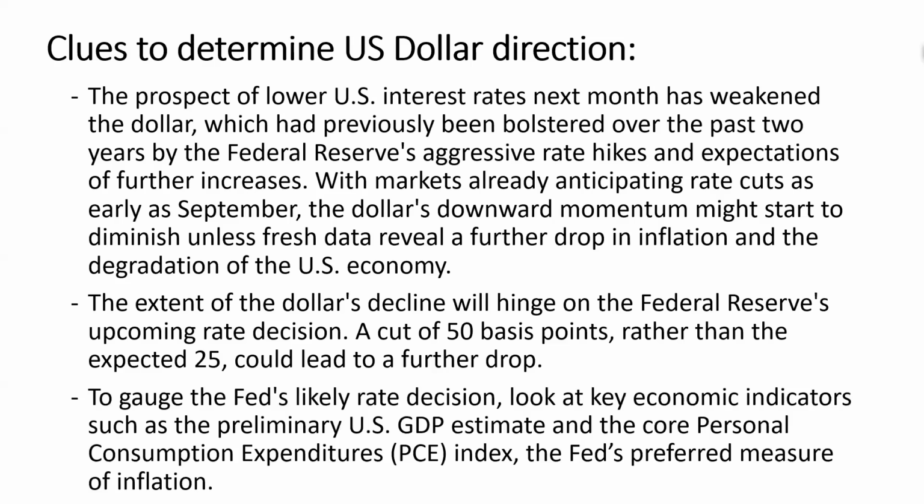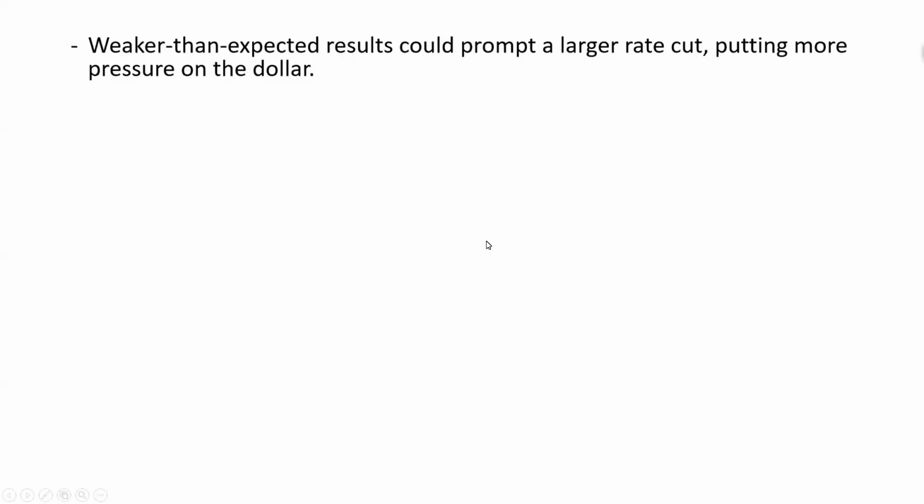To gauge the Fed's likely rate decision, look at key economic indicators such as the preliminary US GDP estimates and the core personal consumption expenditures, i.e. the PCE Index, the Fed's preferred measure of inflation. Now, weaker than expected results could prompt a larger rate cut, putting more pressure on the dollar.